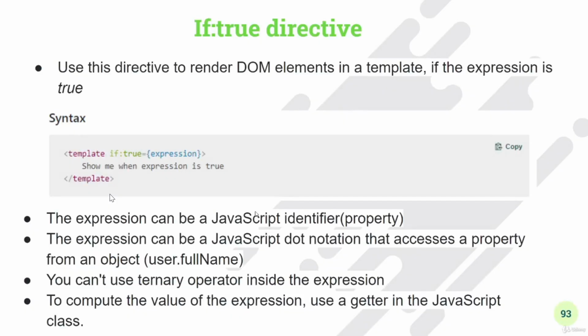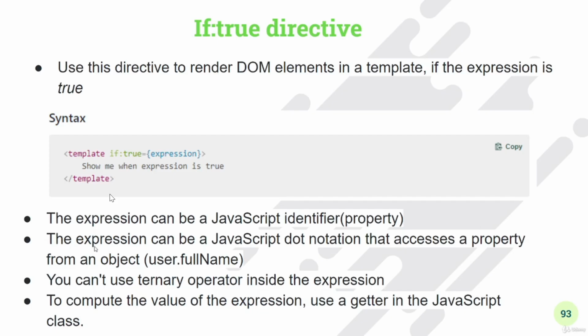We use this directive to render the DOM element in the template if the expression is true. DOM is nothing but your HTML tree. So if you want to hide and show some text on the screen, we use this directive, that is if:true. Directives are always used with the template tag. Just remember this. Directives are HTML attributes that give you the superpower to play with your HTML.